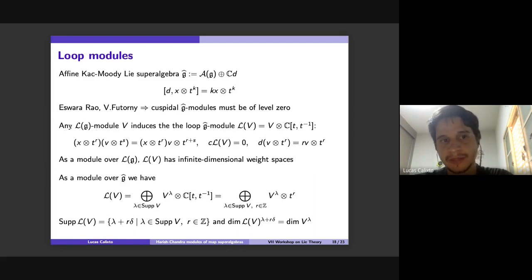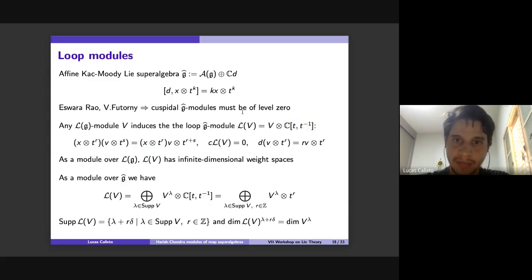So for this, we start with any module over the loop. And for this module, we're going to construct a module over the G-hat. So the vector space is going to be this tensor product, right? V and the Laurent polynomials, and here we have the action, right? So as I said, the little c will act trivially. The D is a degree counting guy, and here we have the action that comes from the loop case. And as a module over the loop, of course, this new module is going to have infinite dimensional weight spaces, because every weight space is going to be tensored with this infinite dimensional space.